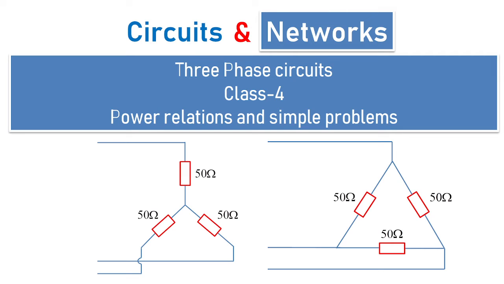In today's three-phase circuits class 4, we are going to see a simple problem which is related to star and delta network. Here, the power is to be calculated, and later on, if one of the impedances, or what we can say, one of the leg parameters, the resistance, is removed from the star network or from the delta network, then how will the power change? Will it be increased or decreased? That is what we are going to see in today's class.